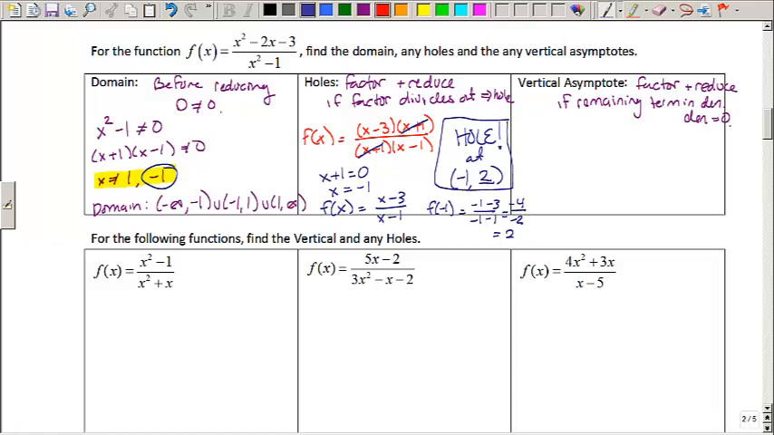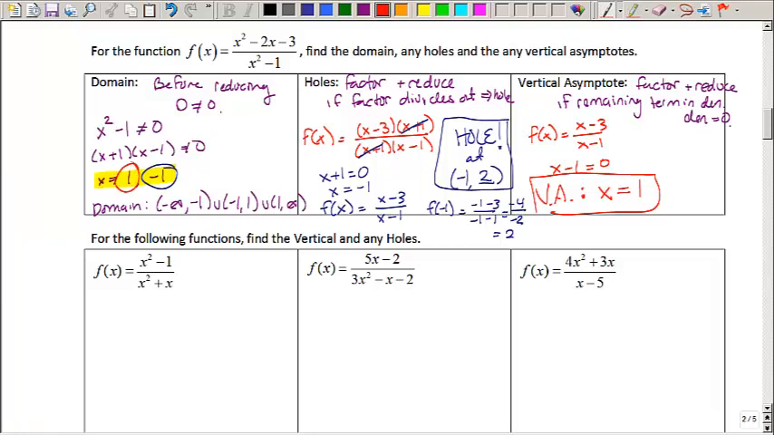On my vertical asymptote, I factor and reduce, and I use the remaining reduced function. If my remaining term is in the denominator, and I do have terms in the denominator, I set that denominator equal to 0, and that is my vertical asymptote. My vertical asymptote is x equals 1, which happens to be a vertical line. Always x equals is always a vertical line. Notice that the vertical asymptote at x equals 1 is the other part of my excluded domain.